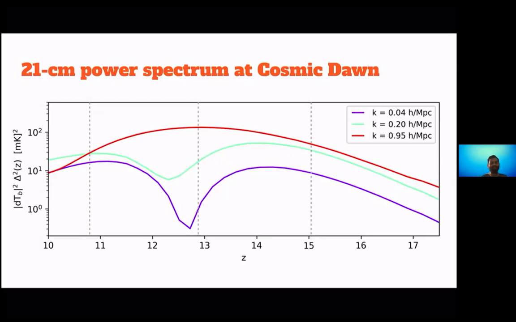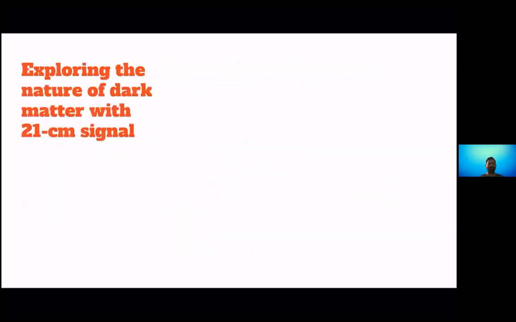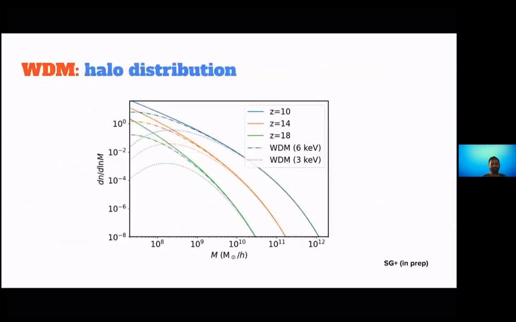What else can we do with our framework? We can explore the nature of dark matter by analyzing the 21 centimeter signal with our framework. One of the non-cold dark matter scenarios that we can explore is the warm dark matter scenario. Here I show the halo mass function for the warm dark matter scenario.